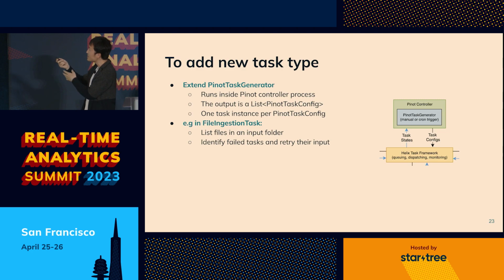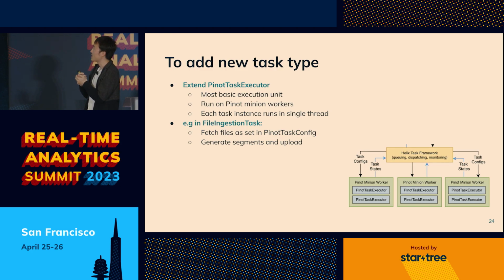So this is the task generator. This is where you decide how to create this list of Pinot task configs for the next batch of data processing. The second interface is the Pinot task executor. Each executor takes in one Pinot task config to figure out which piece of the work it needs to do, and every single Pinot task executor runs inside a single thread. So you may have multiple Minion workers, and on each worker, you may have multiple threads, and all those executors run on that big group of threads in parallel.